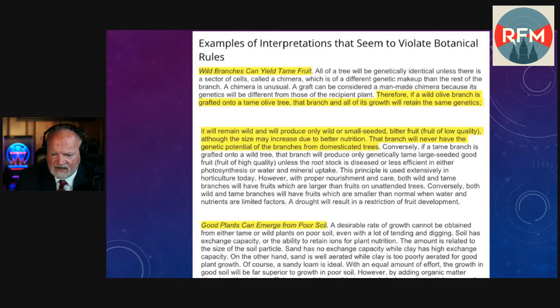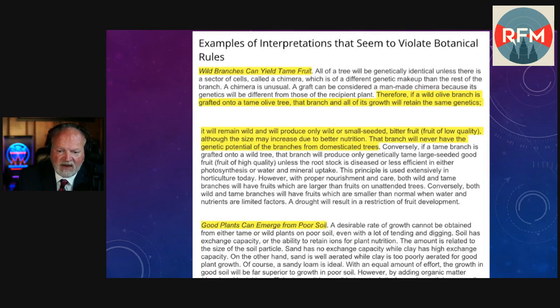But let's see what he says here in his article. Under the heading, Examples of Interpretations That Seem to Violate Botanical Rules, he lists first, wild branches can yield tame fruit. Now that's an example of an interpretation, or it's actually the straightforward symbology of the parable, but he's saying this violates botanical rules. The idea that wild branches can yield tame fruit is a violation of botanical rules, as we can see from what follows.